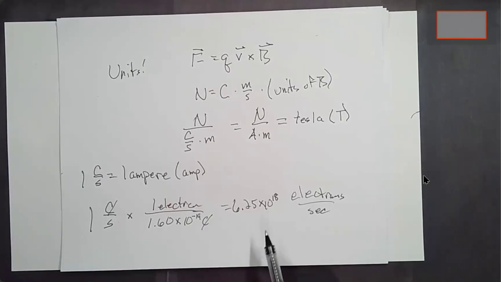Well, what if you only have a milliamp? Well, that's 6.25 times 10 to the 15th electrons per second. So even in a little skinny wire carrying a milliamp of current, it's got a whole bunch of electrons per second moving past any point in the wire during that time. So it's a large number.